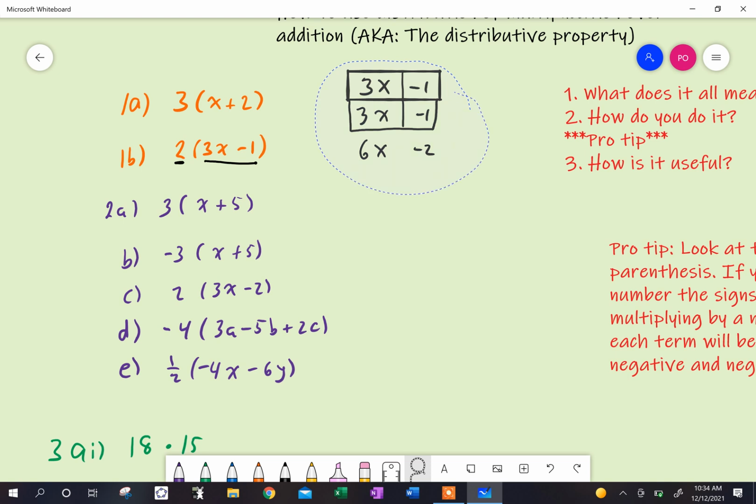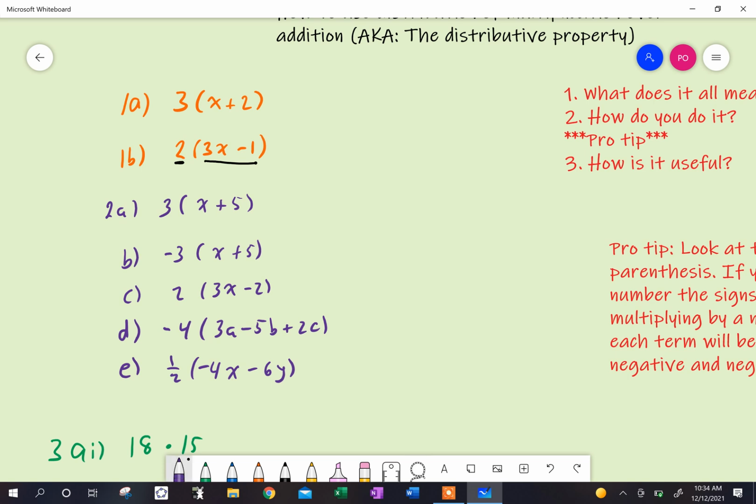How many groups of something do you have? And then just count them up. It's just multiplication. So what does this look like when we're doing it? Because you probably don't want to be drawing pictures the entire day. Well, that's understandable. So this says I have 3 times x.